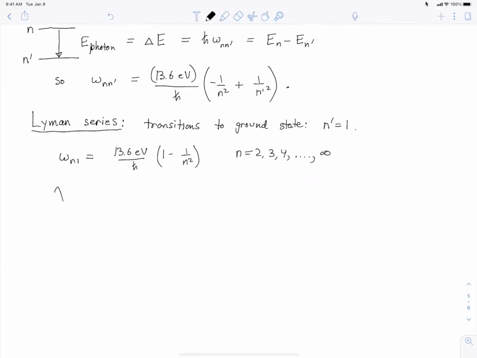So now the wavelength is just 2 pi c over that omega. And so if you plug in the numbers, there's the n equals 2 line, where you're going from the n equals 2 state to the n equals 1 state, where the wavelength, when you put in the numbers, is 1.216 times 10 to the minus 7 meters. This is very famous in astronomy. This is known as the Lyman alpha line.